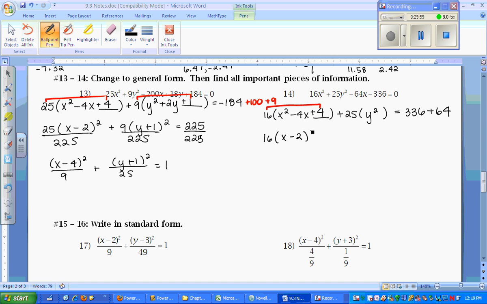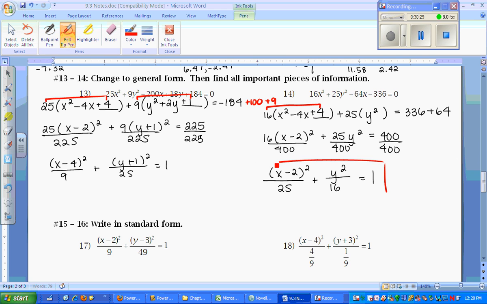So I end up with 16 times x minus 2 squared plus 25y squared. And I end up with 400 on the other side. When I divide everything by 400, I end up with x minus 2 squared all over 25 plus y squared over 16 is equal to 1. And there's your general form.